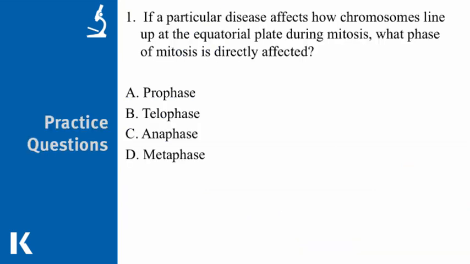This first one asks you to predict the phase of mitosis that is affected by a disease that alters how chromosomes line up at the equatorial plate. The answer should be D. Remember, this question is asking about the mitotic phase that is directly affected by the disease. While several phases might be indirectly affected by alterations at the equatorial plate, only metaphase will be directly affected.